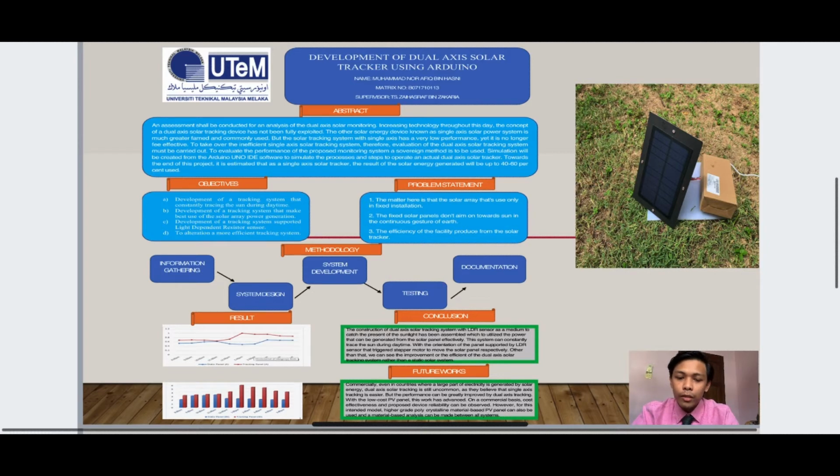The third one is the alteration for a more efficient tracking system. The last one is to make best use of the solar tracking system, which is of course to utilize the performance of the solar panel itself. For methodology, I have 5 main criteria.